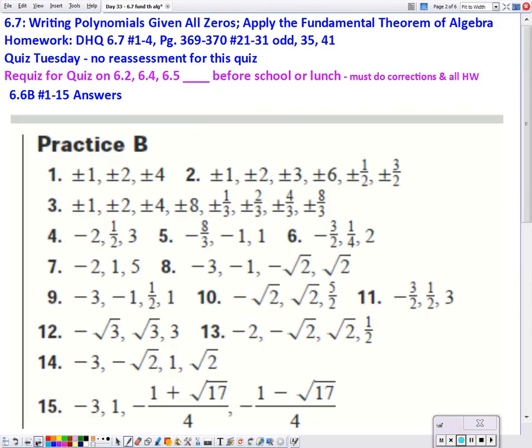Here are the answers to last night's homework. If you have any questions, you can refer to the note sheet that was given out in class that has 2 problems on it. Or you can come see me tomorrow at lunch.